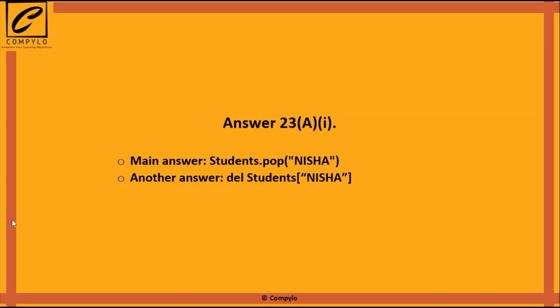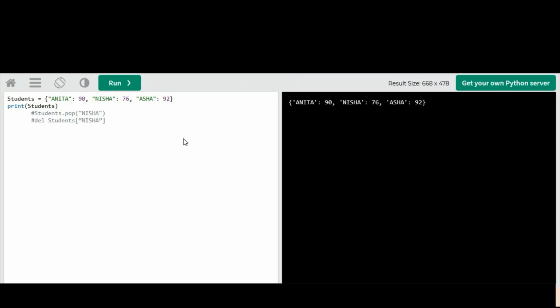as 92. We can have two answers to this question. The first answer will be students.pop and then we pass the string Nisha. And second answer would be del students with a string Nisha. Let's understand it by writing the code. So as asked in question, we have a dictionary with three students as keys, Anita, Nisha and Asha.